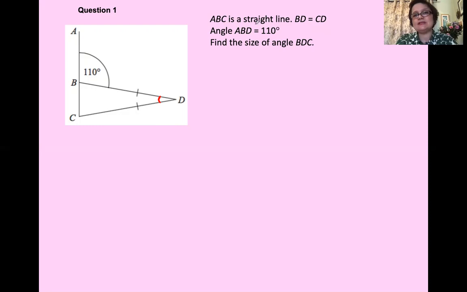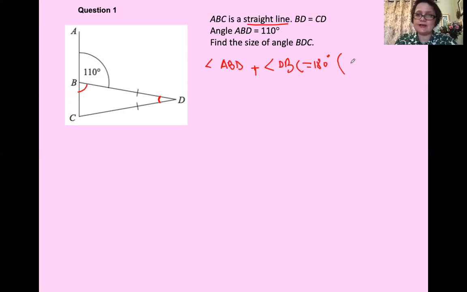It says ABC is a straight line. So what do you know about the straight line angles? Angles that sit on a straight line add up to 180 degrees. So what does that mean? That means that this angle here, ABD, plus this angle here, I'm going to write the rule like this. So angle ABD plus angle DBC, so it's this one here, equals 180 degrees. And this is because of the angles on a straight line rule.